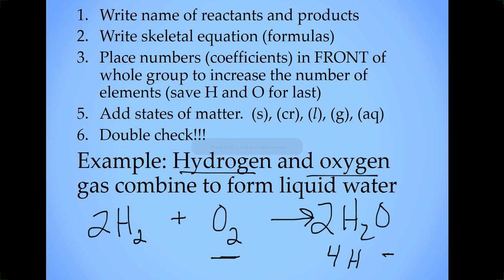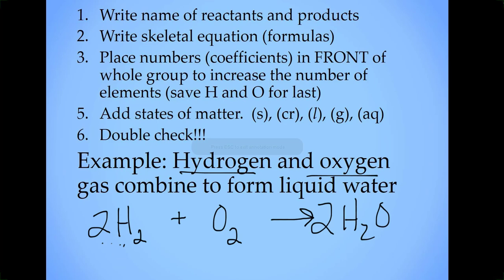Okay, so this should be balanced, but let's go ahead and double check. So 4 hydrogens on this side and 4 hydrogens on this side. And we have 2 oxygens on this side, and we have 2 times 1, 2 oxygens on this side. So this is balanced. All right, I'm just going to erase all of our little double checking here just to clean it up. And our last thing is to do states of matter.